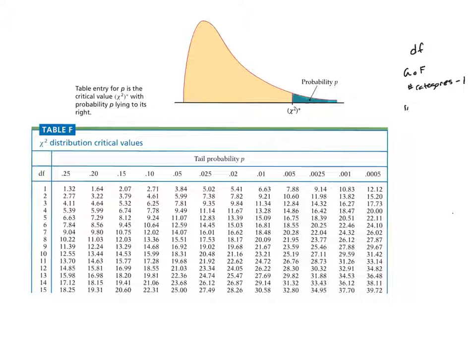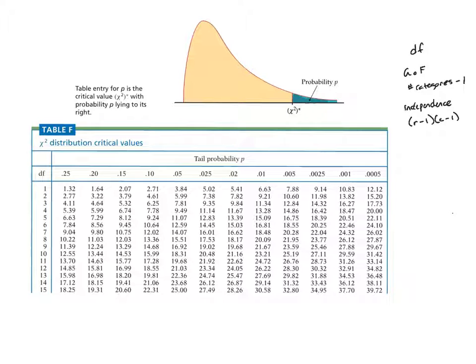If I'm doing a test for independence, it's a little bit different. The test for independence relies on a contingency table, and so I take r minus 1 times c minus 1, where r is the number of rows and c is the number of columns, not including the totals. Once I've gotten my degrees of freedom, then I'm ready to go ahead and use the chi-squared table.